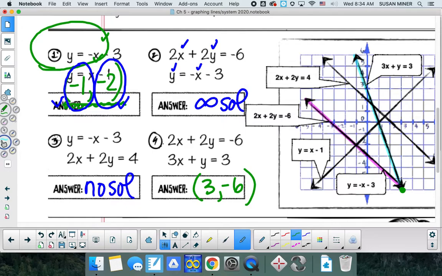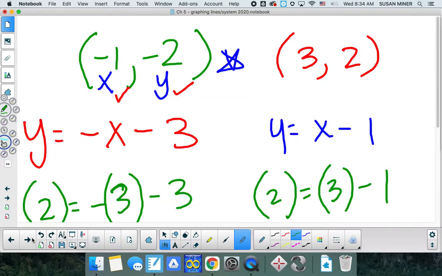We could take that point and plug it into our equations for x and y and prove that those are two true statements. If you'd like, you're welcome to pause the video and put in your x and y values and prove that those two statements are true at that point. Okay, let's move on.